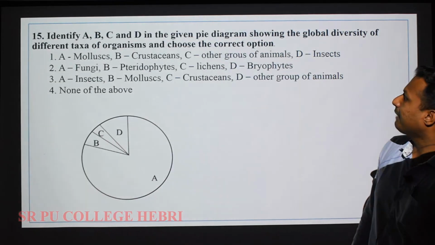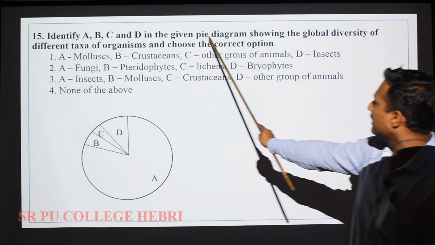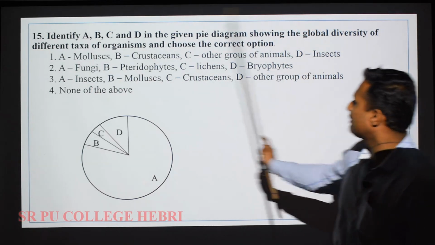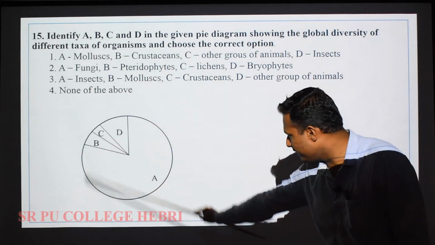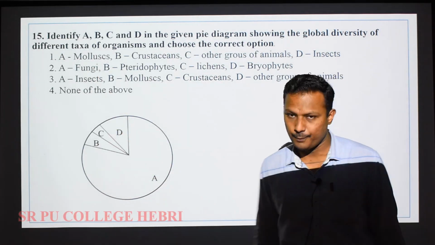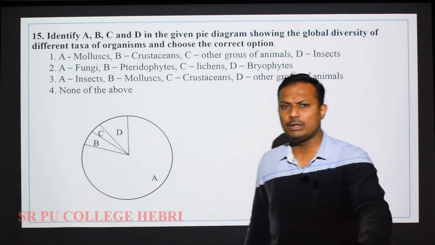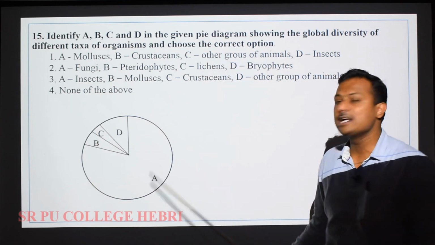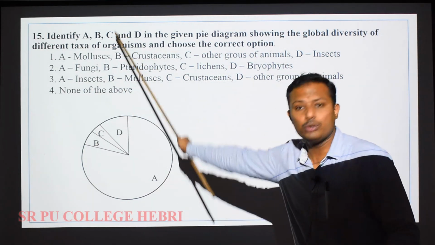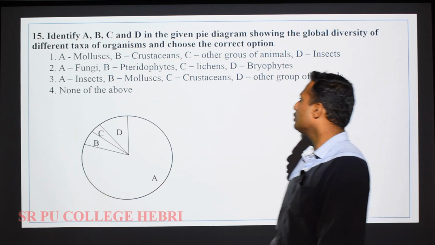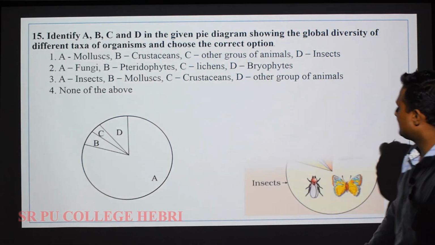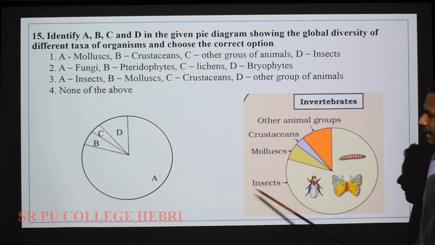15th one, identify A, B, C and D in the given pie diagram showing the global diversity of different taxa of organisms and choose the correct option. You have to identify which is A, B, C, D in this. So we are talking about the biodiversity of different organisms here. So out of these 4 options, which one holds good for this diagram? So you can look at this diagram here, at least you can answer from this now.